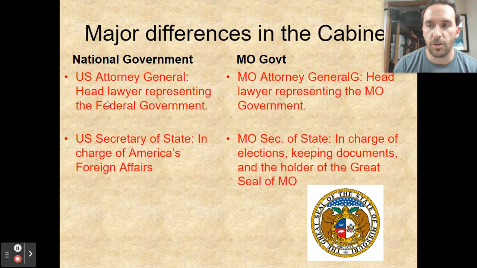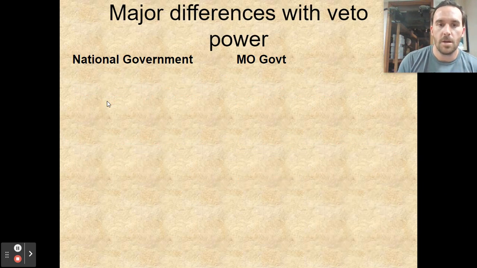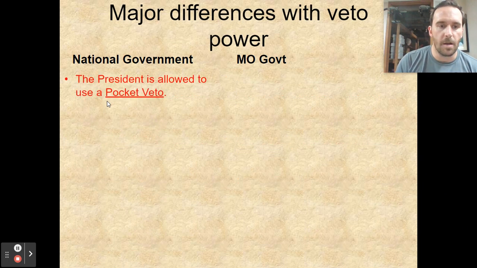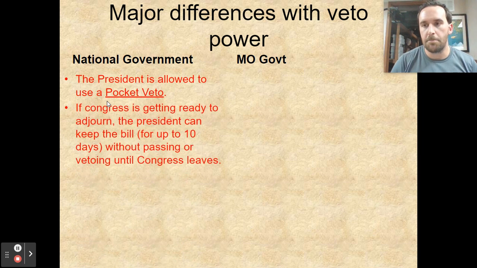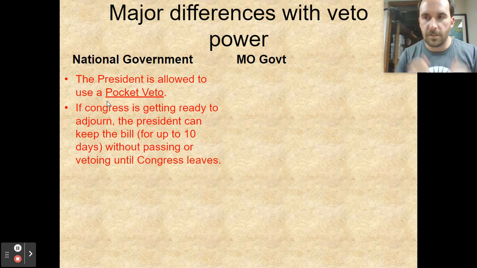Again, at any point, if I'm going too fast, feel free to pause the video before moving on. We touched on this for a second, but there are differences with the veto power too. That's the last line on the page. The national executive branch has the power of the pocket veto. That's when the president just holds on to a document rather than signing it or vetoing it. The president can just hold on to it for 10 days.